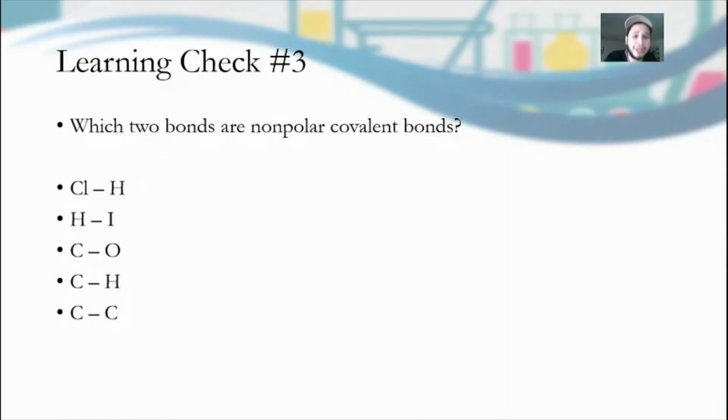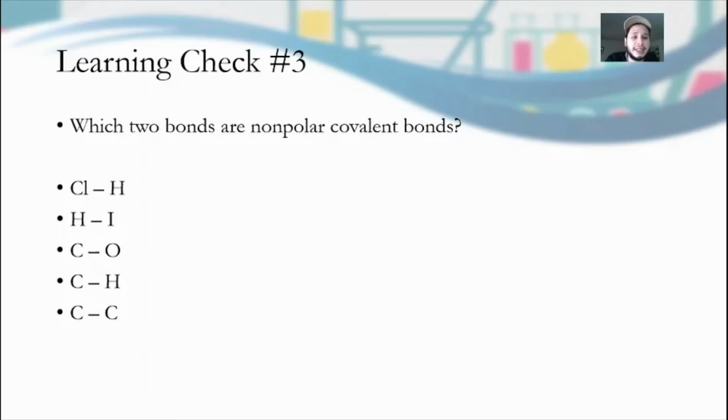Learning check number 3. Which two bonds are nonpolar covalent bonds? So pause this video, take a moment, look at all of the bonds and determine which ones are nonpolar. After you decide which ones are nonpolar, all the rest are going to be polar.